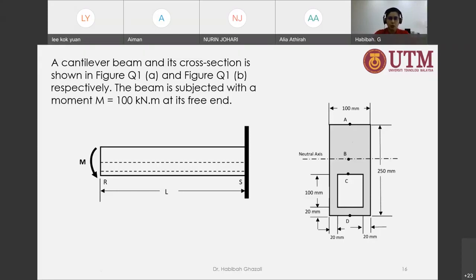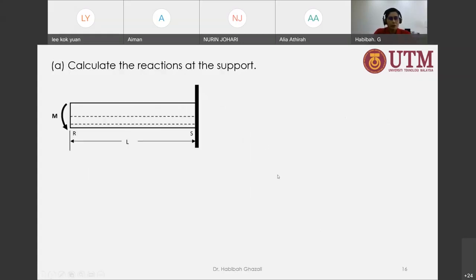But before we go further in finding the neutral axis, what do we need to do first? The first thing that we need to do is to find the support reaction at that fixed support. Okay. So part A of this question asks you to calculate the reaction at the support. If we need to find the support reaction, what do we need to do first? Come on, give me the answer in the chat box.